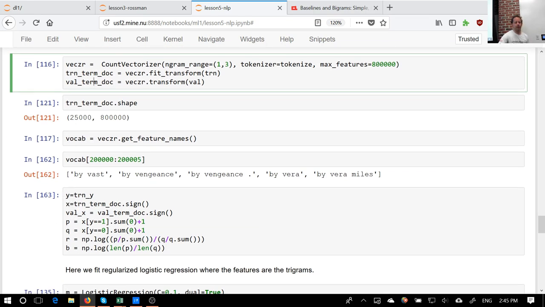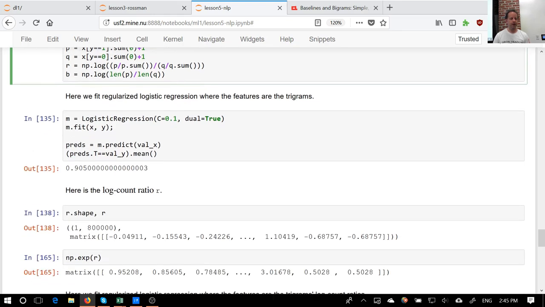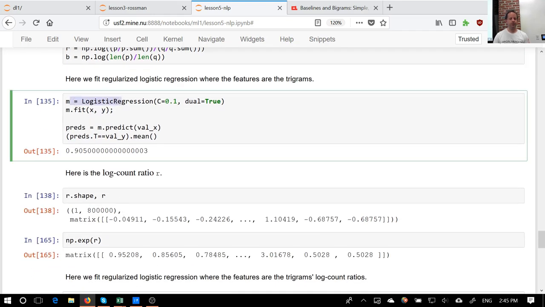And so now we can go ahead and say, okay, our labels are the training set labels as before. Our independent variables are the binarized term document matrix as before. And then let's fit a logistic regression to that, and do some predictions, and we get 90% accuracy. So this is looking pretty good. Okay.